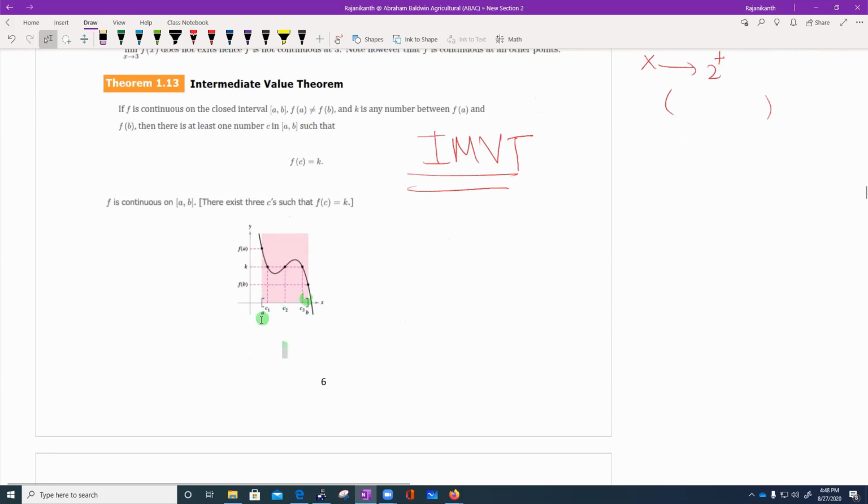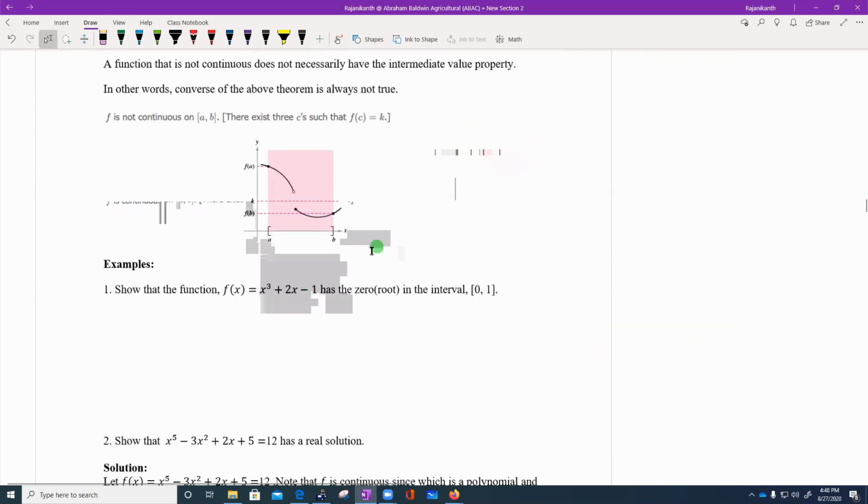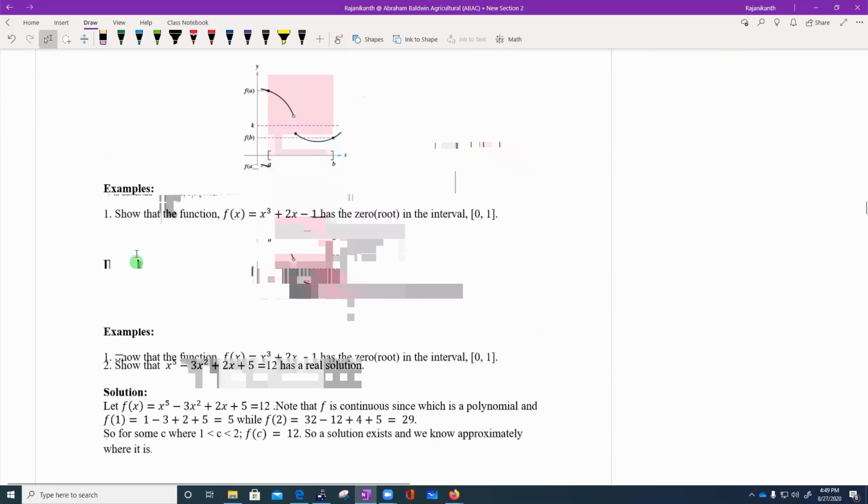Simply they say if the function is continuous between A and B, then always you could find one value C between A and B. You could always find one C in that interval, such that the function evaluated at that C will be equal to some value of K. This K is between f of A and f of B, right? So if you look at one example, that is easier to understand. Look at this one.